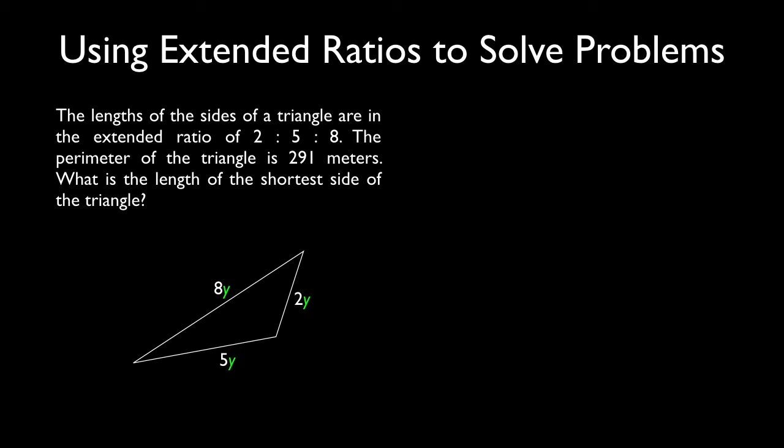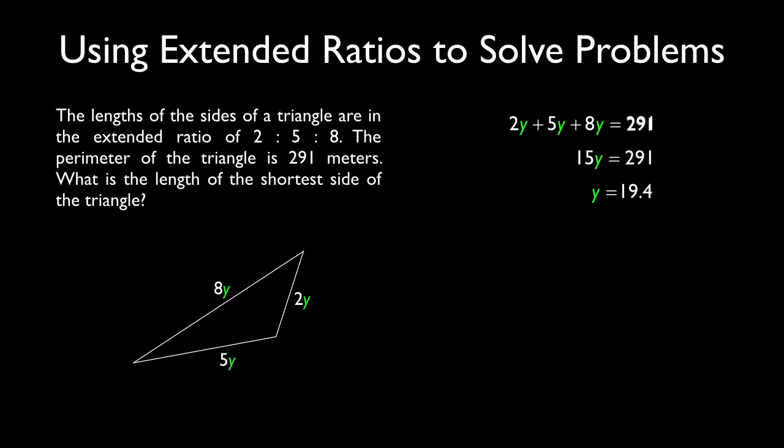So we don't know what y is, but we do know that if we add these 3 numbers together, we will get 291, the perimeter. So by using this equation, we can solve for y. Using the distributive property to combine like terms, dividing both sides of the equation by 15, we find that y is equal to 19 and 4/10.